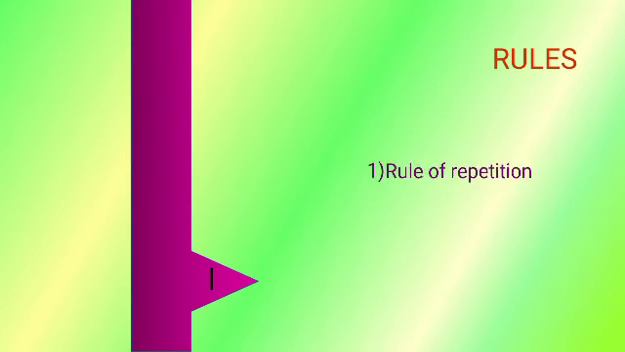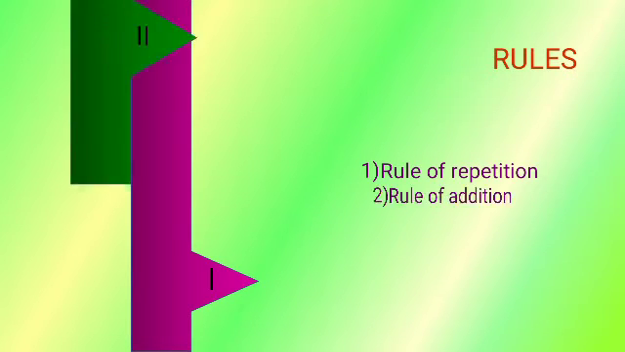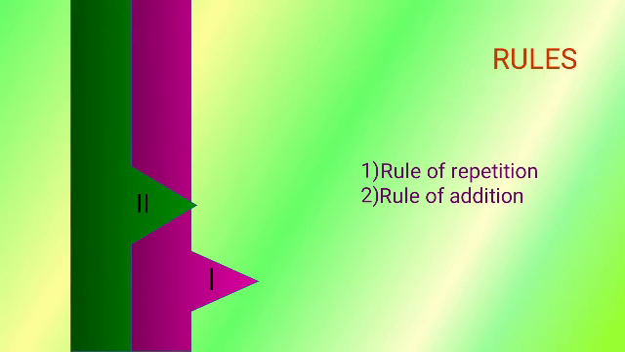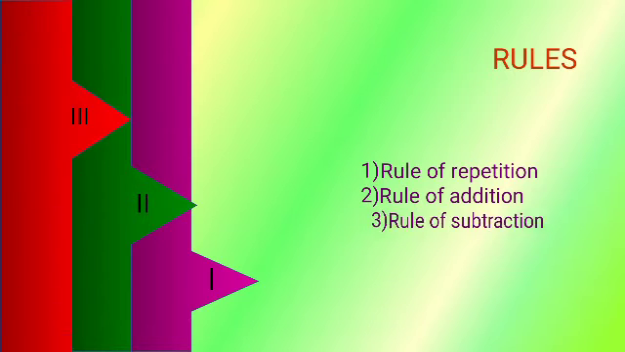So before we start, let's learn what the rules for the Roman numerals are. The first one is the rule of repetition. Repetition means repeat. The second one is the rule of addition. And the third is the rule of subtraction. So today we are going to see how these rules are applicable to solve the Roman numerals. Again, the first is the rule of repetition, then the rule of addition, then the rule of subtraction.